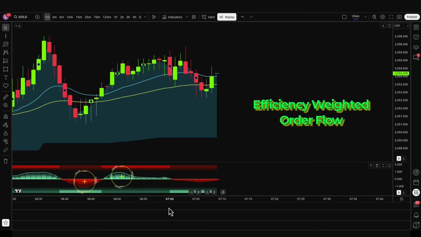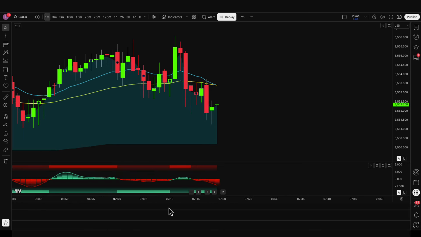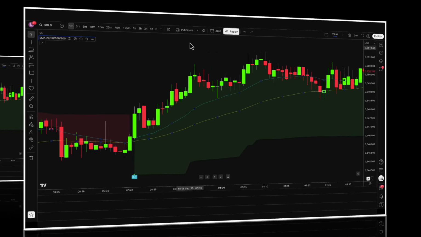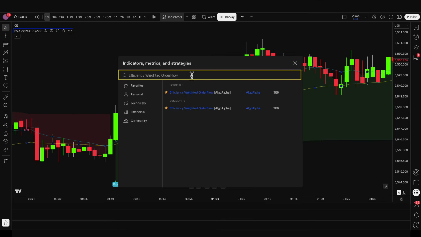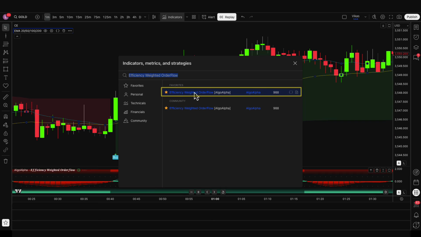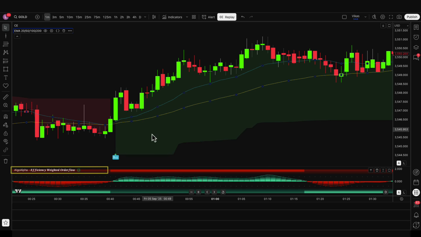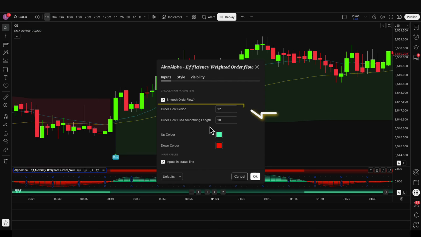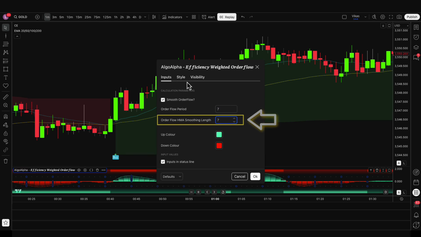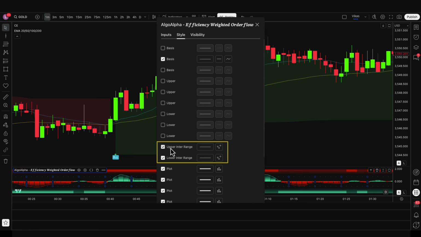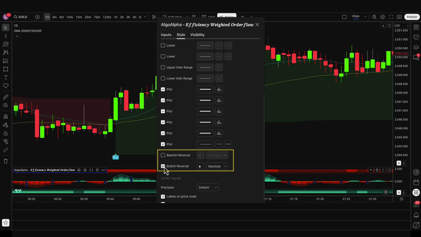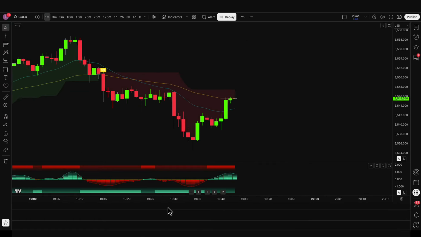The green and red color indicator we see in the chart is the efficiency weighted order flow indicator. Let us now understand the trading setup. We will search efficiency weighted order flow indicator in the search box of TradingView. After that we have to click on the efficiency weighted order flow option, in which we have to change some settings. We have to change this order flow period option from 12 to 7. We have to change this order flow HMA option from 10 to 7. We need to hide these options. Now our setup is ready.